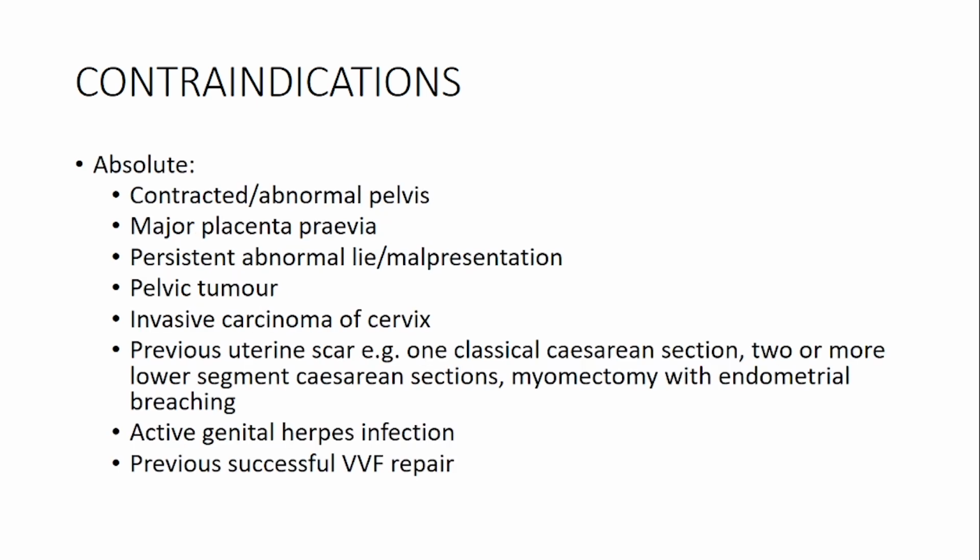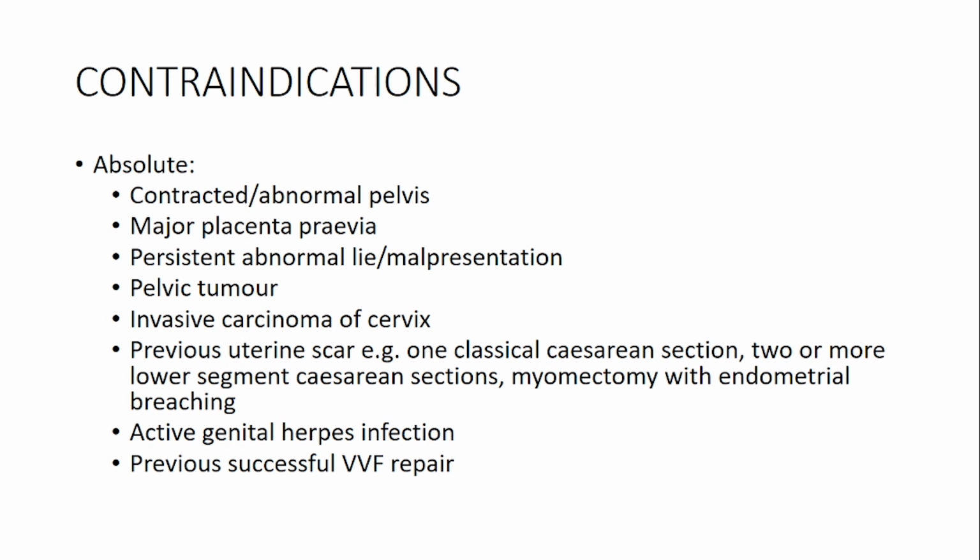Absolute contraindications include contracted pelvis, abnormal pelvis, major placenta previa, persistent abnormal lie or malpresentation, where there is a pelvic tumor like a uterine fibroid or ovarian cyst, invasive carcinoma of the cervix, previous uterine scar. For example, one classical cesarean section, that's a vertical incision on the uterus from the body of the uterus down to the lower segment, or two or more lower segment cesarean sections, myomectomy with endometrial breaching.